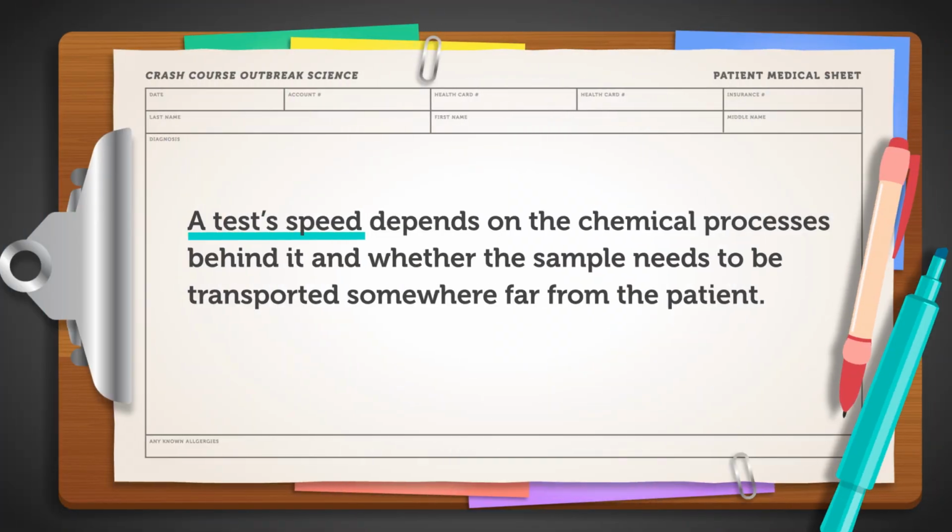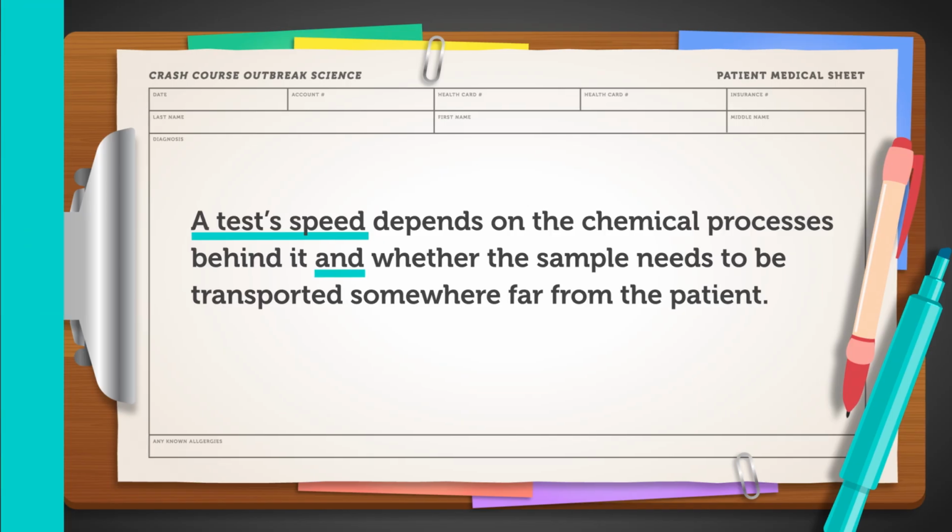A test's speed depends on the chemical processes behind it and whether the sample needs to be transported somewhere far away from the patient. This is particularly important when we need to identify infected people as soon as possible in case they need to quarantine to stop the spread of a disease during an outbreak.